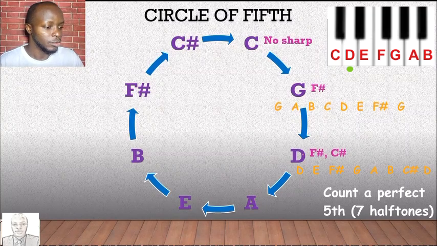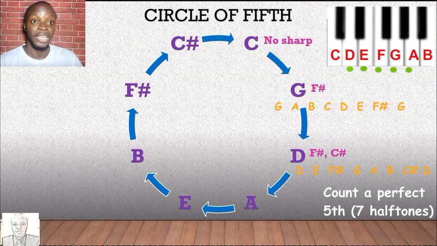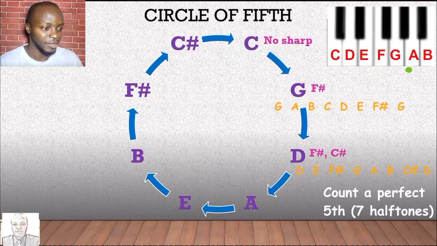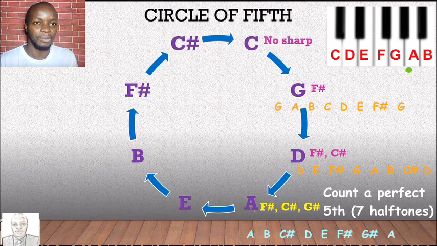So you also count 5 notes from D, which is 1, 2, 3, 4, and 5. So when you do that, you have A. A will be the new key. If D has 2 sharps, G has 1 sharp, C has no sharp, right? So it means A, we have 3 sharps. And of course, F sharp, C sharp, plus a new sharp, and that is G sharp. So that we have F sharp, C sharp, and G sharp on A major. So that on A major, you have A, B, C sharp, D, E, F sharp, G sharp, and A.